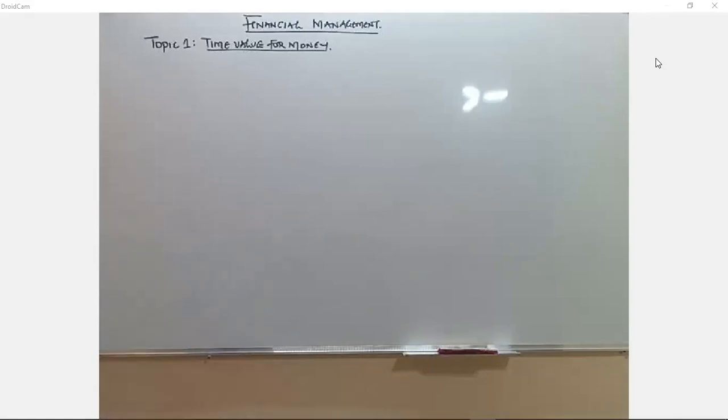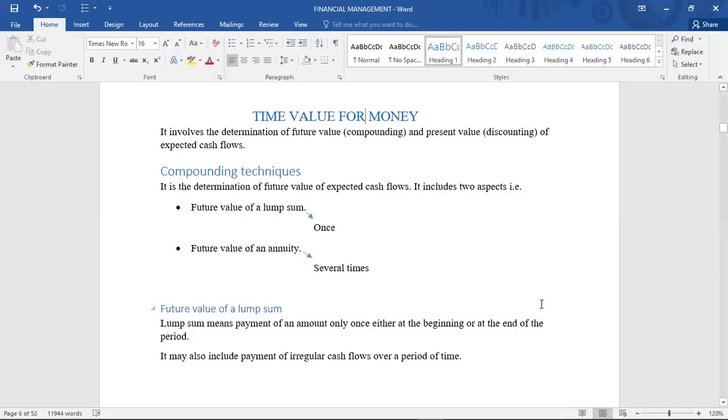So basically, when we are looking at the time value for money, sometimes we have to understand the concepts of the determination of the future values and the present values of the expected cash flows. So sometimes we might be meeting somewhere and I ask you, what is the time value for money? And when I look at the notes, which I've already shared on our screen, we see that it involves the determination of the future values, where we normally do compounding, and the present values, where we normally do discounting of the expected cash flows.